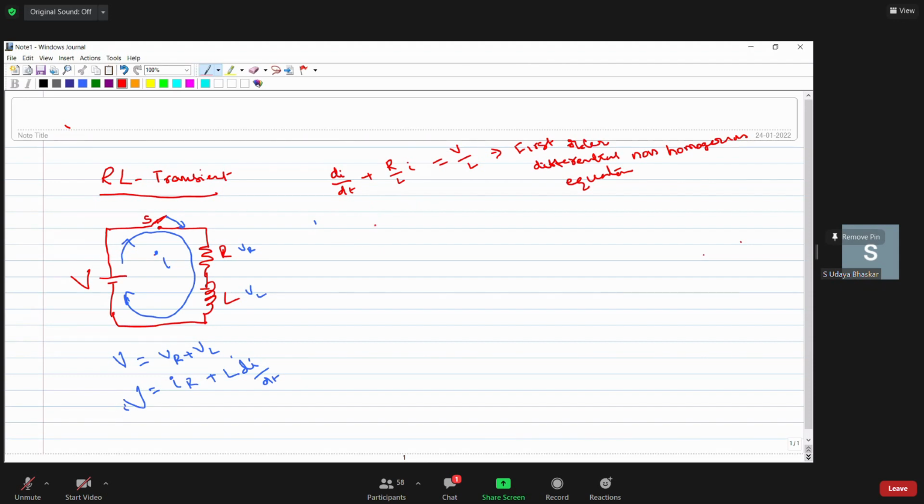So for this, we have the current response I is equal to IC plus IP, where IC is the transient current, or we can say the complementary function, and IP is the particular integral.